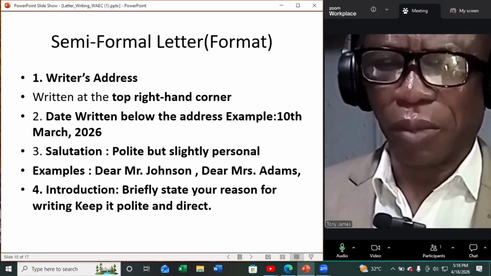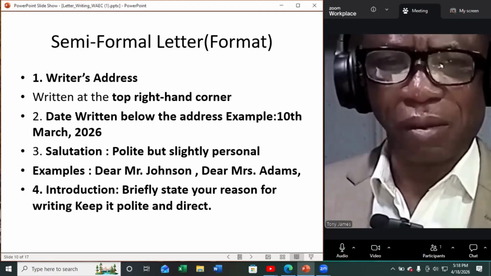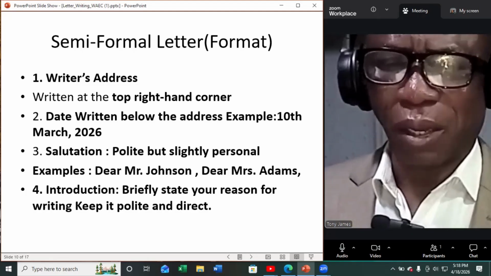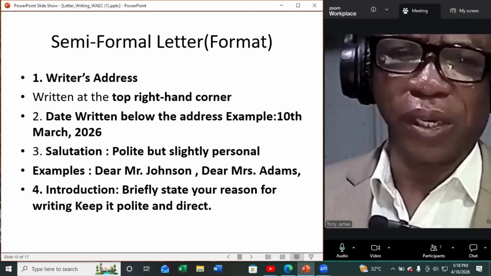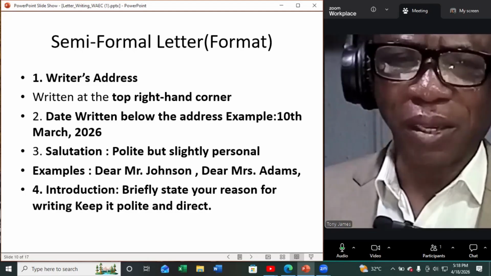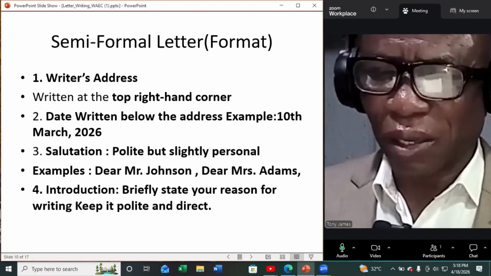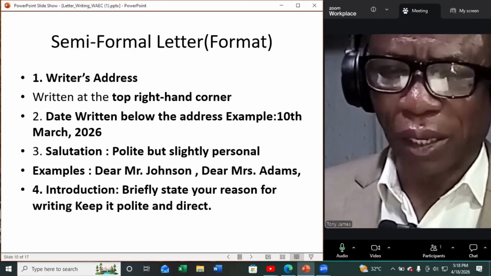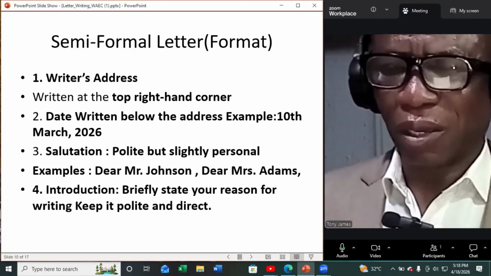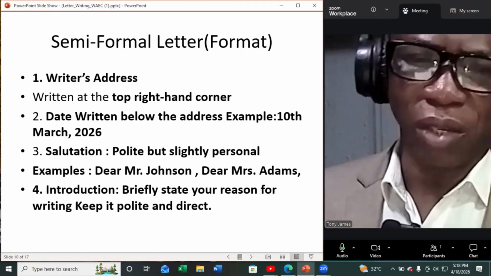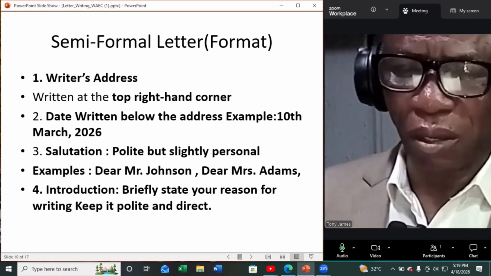Starting from the writer's address. The writer's address is as in the formal letter. You write it at the top right-hand corner of the paper, just as you write that of a formal letter. And then the date comes below the address in the same format: 10th March 2026, full stop.